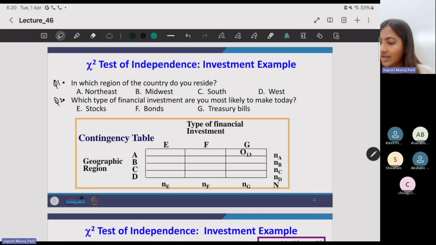Now they want to check if there's any relation between these two questions. If a person is residing in the northeast region and has investment in stocks, is there some dependence between these two variables or not? So for this, we'll make a contingency table. It's similar to how you do matrix multiplication. We'll make the matrix: this stands for northeast, this for midwest, this for south, and D stands for west. So all the variables by their name. E stands for stocks, bonds, and G. So this is your question number 2, and this is your question number 1 right here.